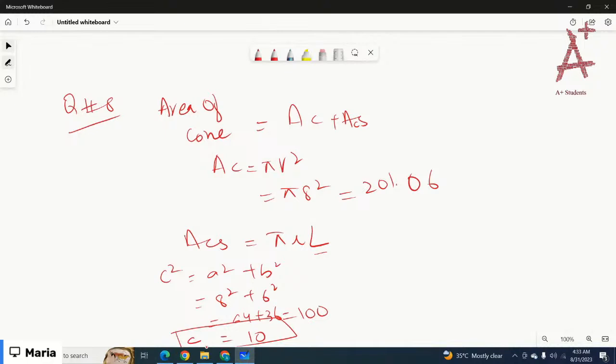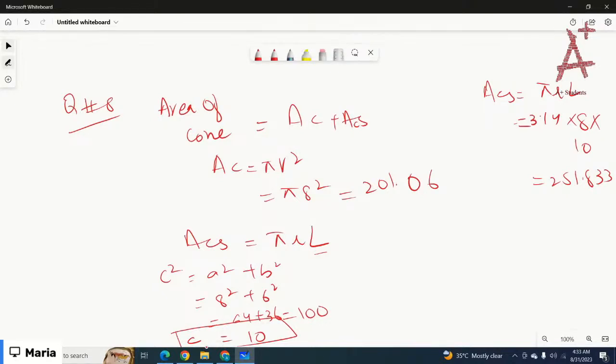Let's just put the value and calculate. Area of curved surface is pi r l. Pi is 3.14. R is 8, and l you just calculated is 10, right? So let's just do calculations. It would be 251.33, right?